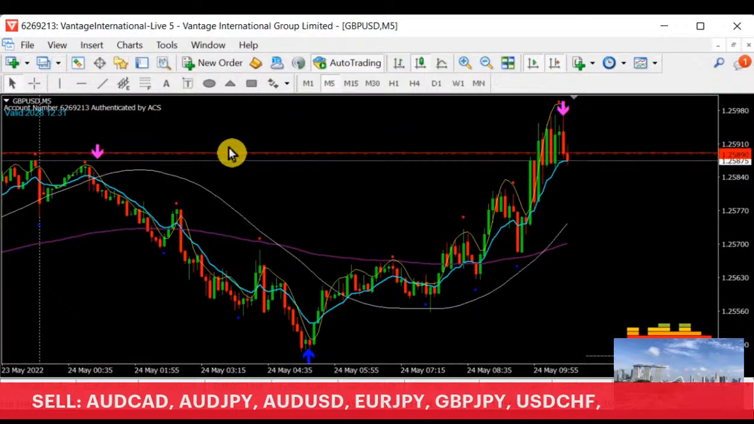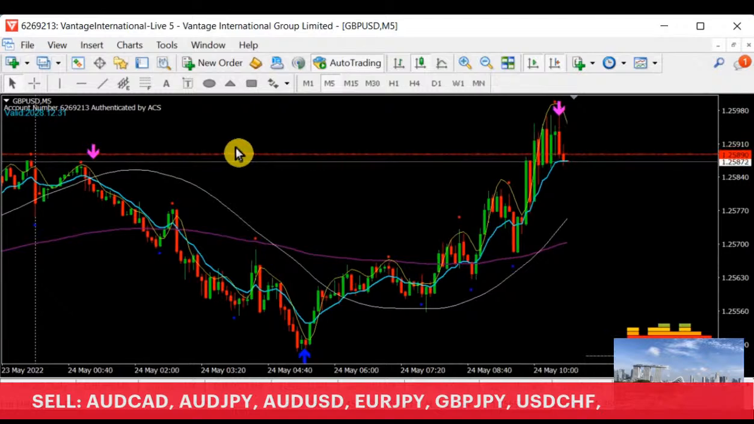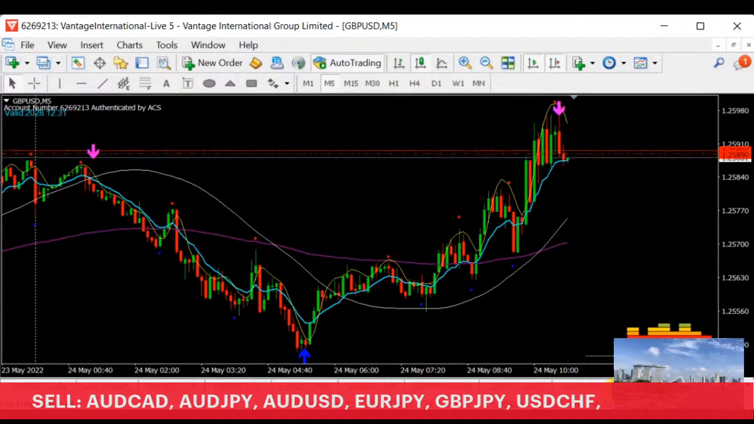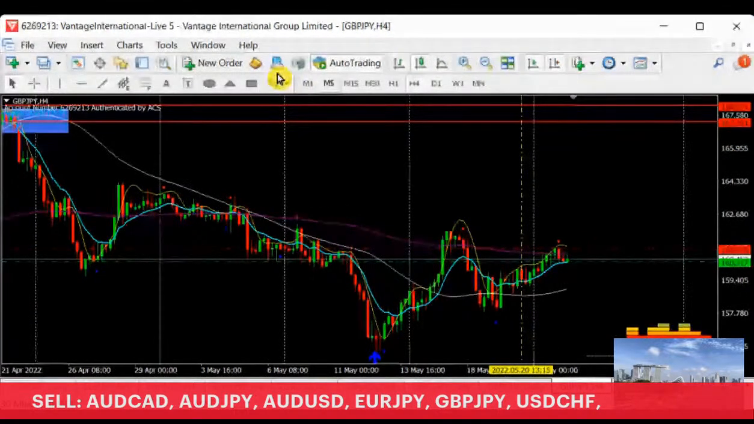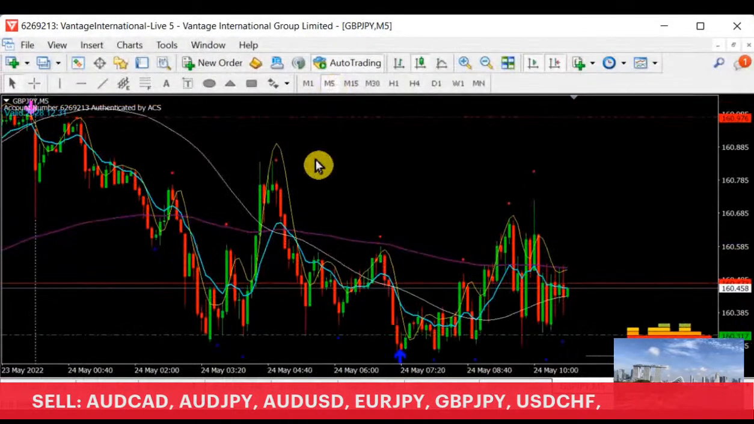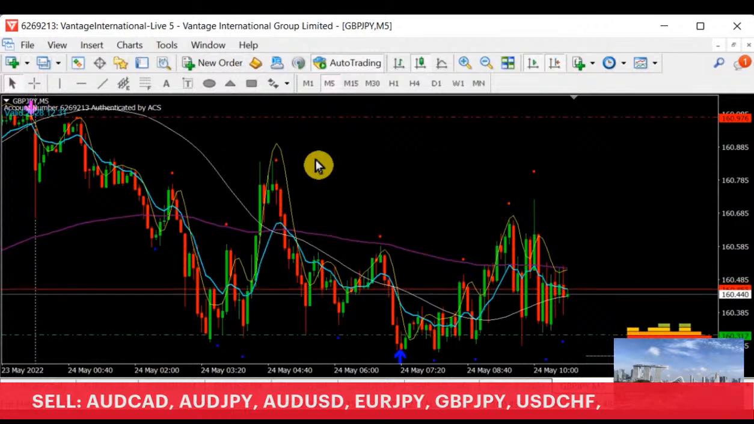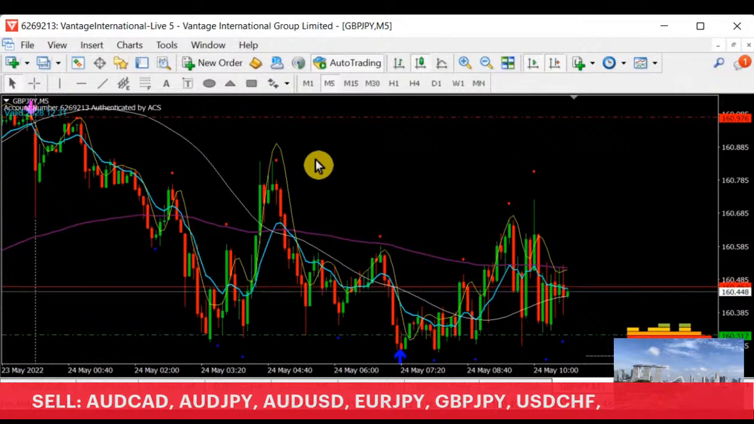Pound dollar is actually retesting the resistance and it's not breaking. Will there be any retesting again on the resistance? Just hang on first. Pound yen. Yes, the pound yen is actually struggling. That's right, you're right. Absolutely.